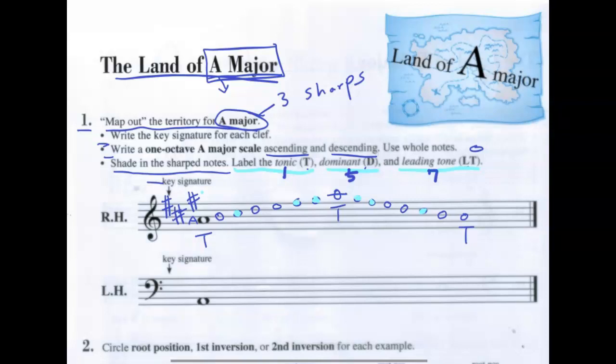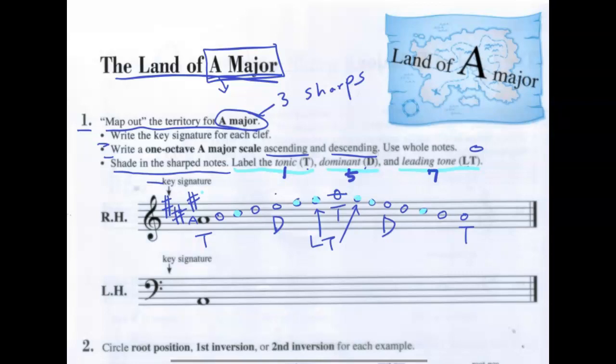And let's label dominant. Dominant is 1, 2, 3, 4, 5 here, right? This is the 5th note. E is dominant. E is dominant. And leading tone is a half step below tonic. Leading tone LT, G sharp is leading tone. These 2 notes are leading tones.